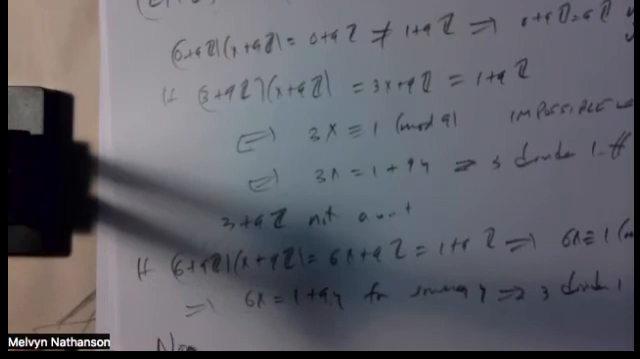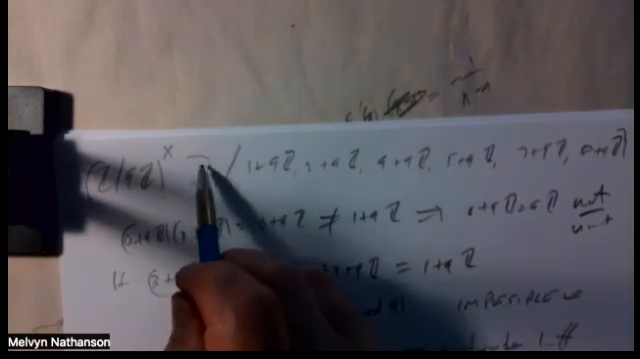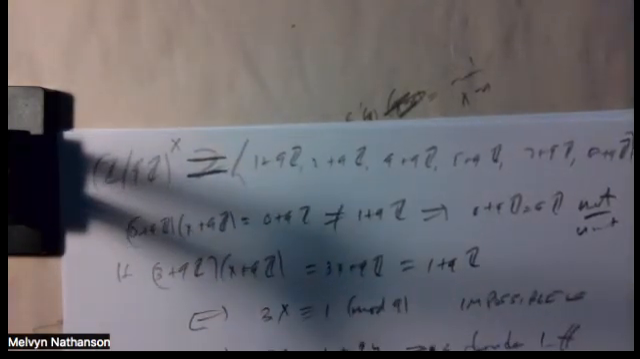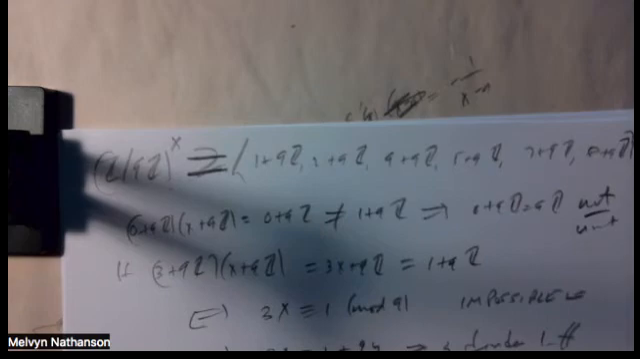So the non-units in Z mod 9Z are 3Z, 3 plus 9Z, and 6 plus 9Z. So in fact, this set of 6 elements is the group of units in Z mod 9Z. The units are the congruence classes of 1, 2, 4, 5, 7, and 8.